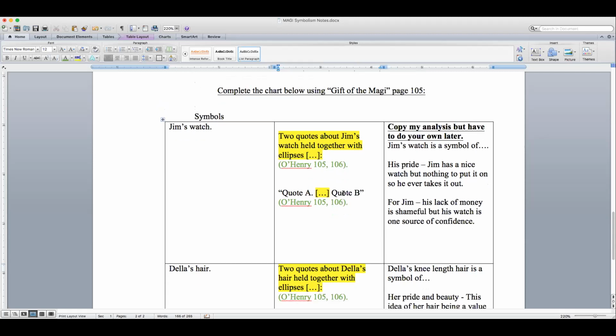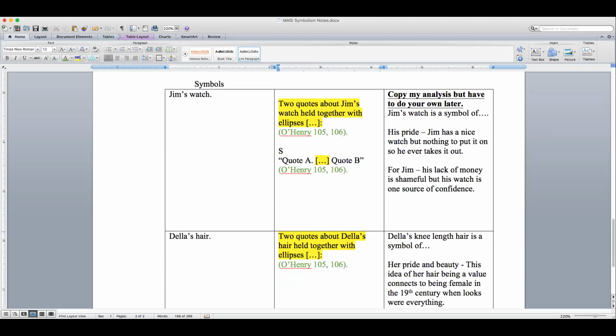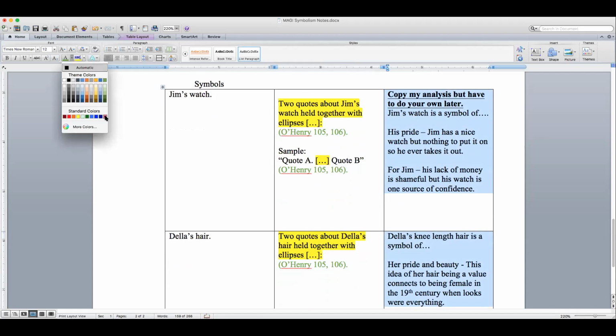So once you find those 2 quotes, write a sample, you are going to have 2 options for what to do with, this is basically your purple, right? And that is, if you're like, I'm not really sure what these represent yet, I kind of need some guidance. What do you think they represent, Ms. Tucker? Then go ahead and copy my analysis down.